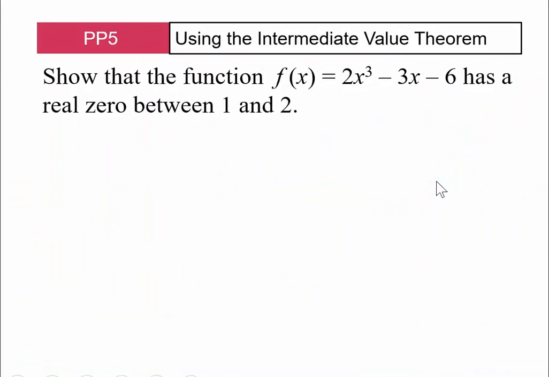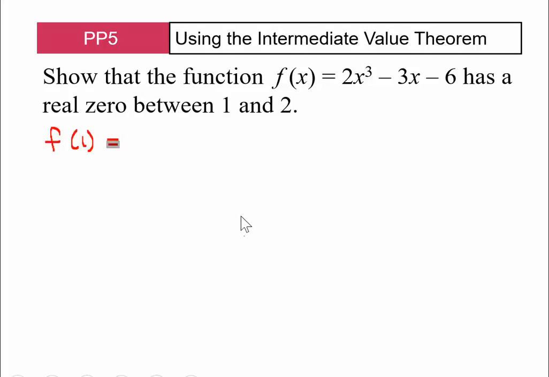Show that the function 2x cubed minus 3x minus 6 has at least one real 0 between 1 and 2. Again, really simple here. We do use the intermediate value theorem in calculus as well. It becomes important there.